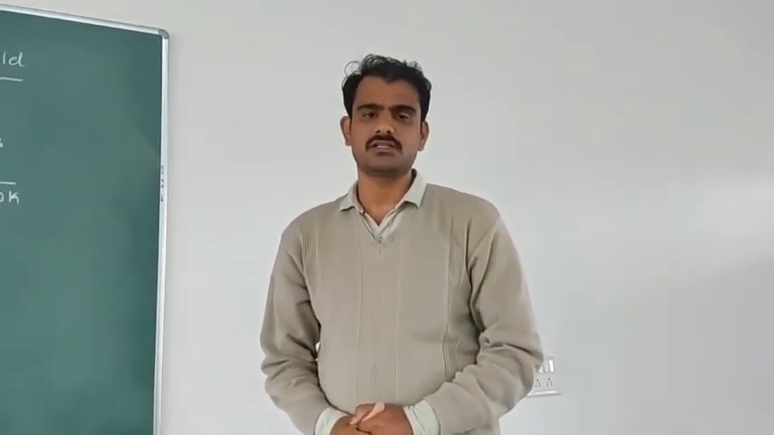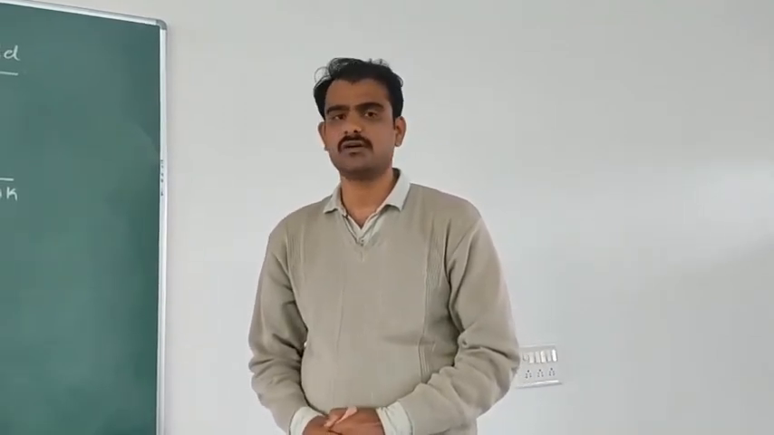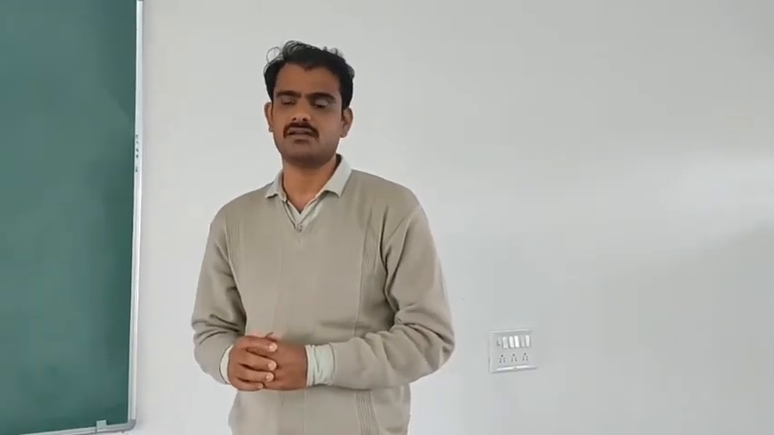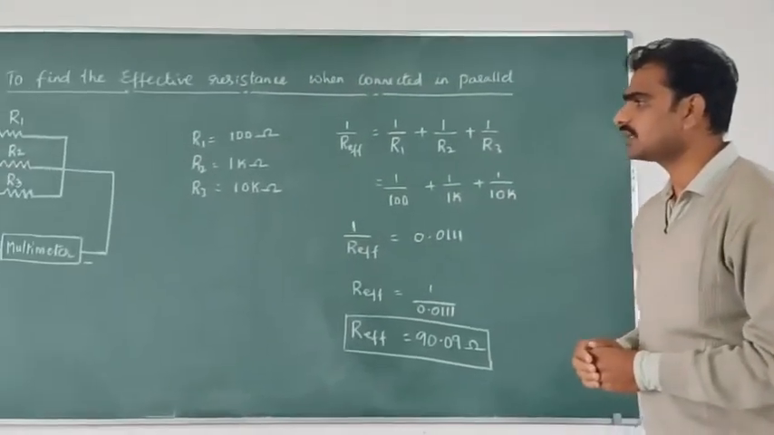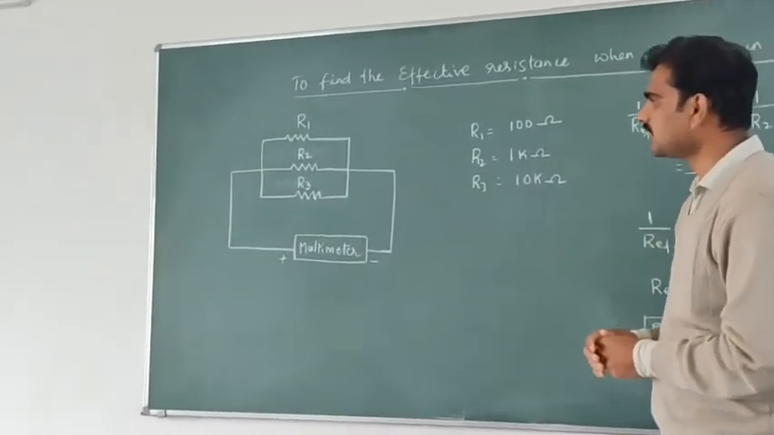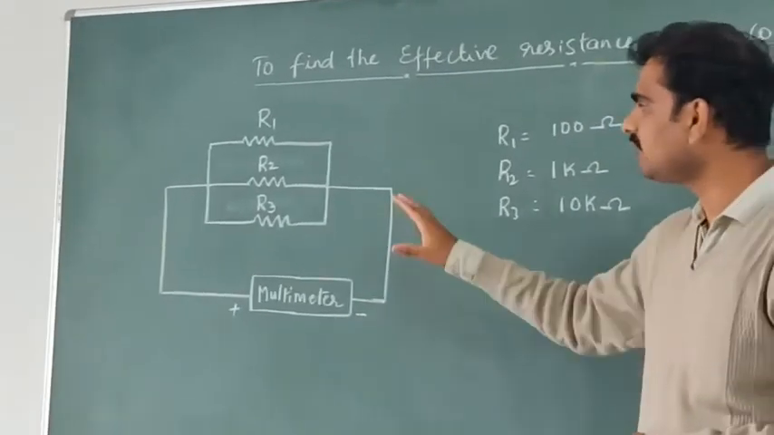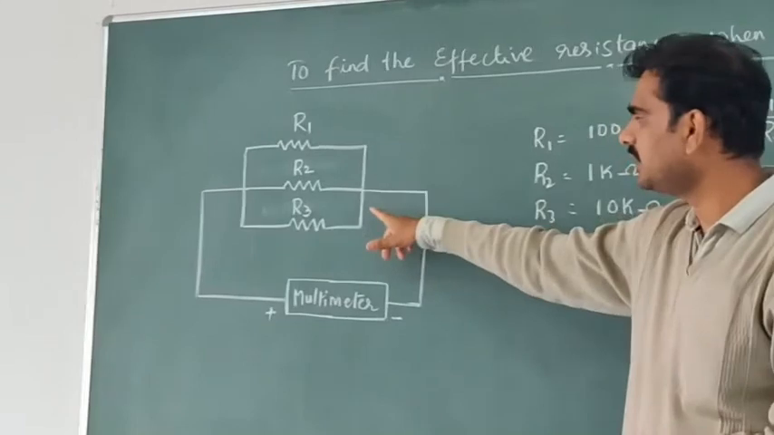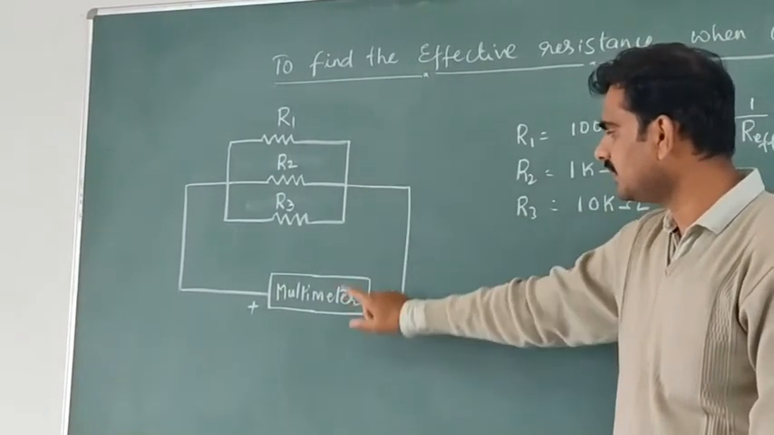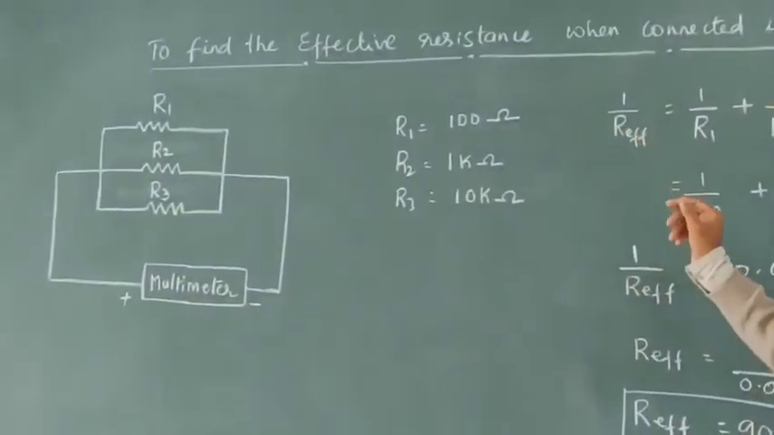Today we are here to discuss the fifth experiment of the second unit, that is to find out the effective resistance when three resistors are connected in parallel. So here we have the circuit diagram, that is R1, R2 and R3. They are connected in parallel and given to the multimeter. To calculate the effective resistance of the three resistors connected in parallel, we have connected them across a multimeter. So first let us see the theoretical part.